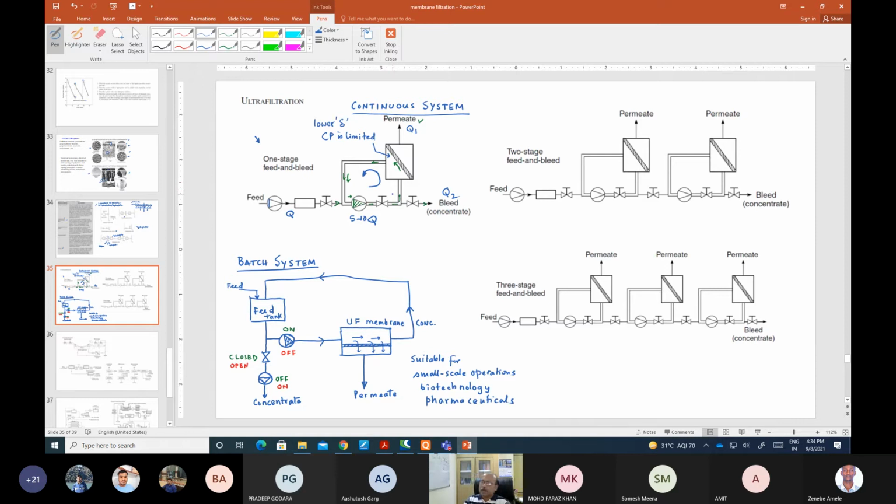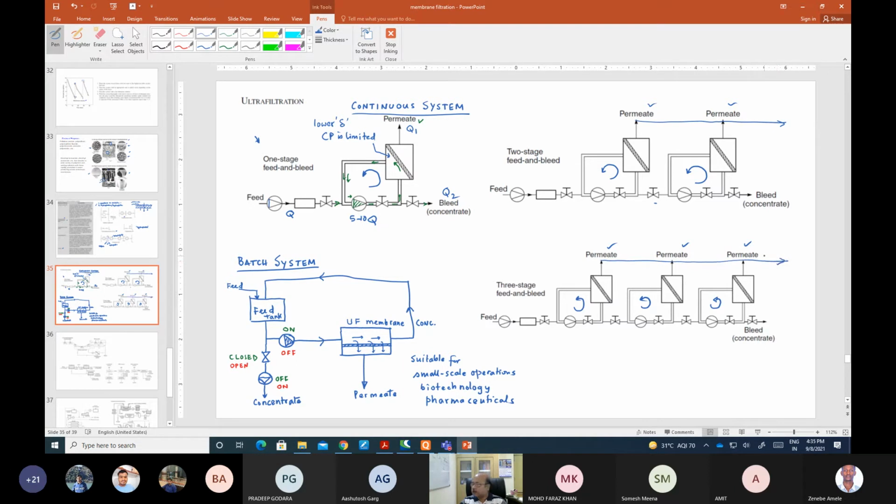And so you can also have a two-stage system. One stage is like this, so this is one looping system, and you take the concentrate from here and put it into another looping system, like this. In 3 stages you have 3 such looping systems, and at each stage you are taking out the permeate and collecting it, and you can have a common manifold through which you can collect all of them together. So this is how you operate this.